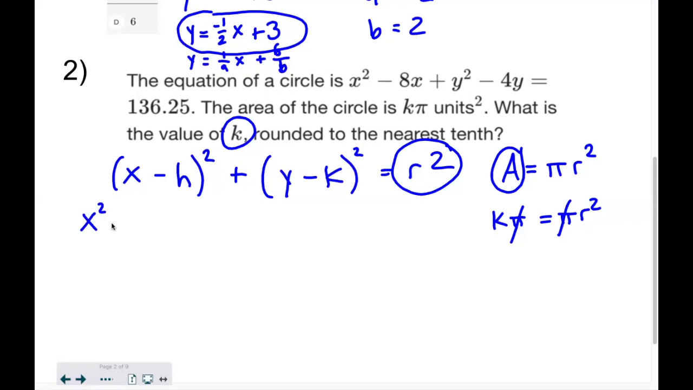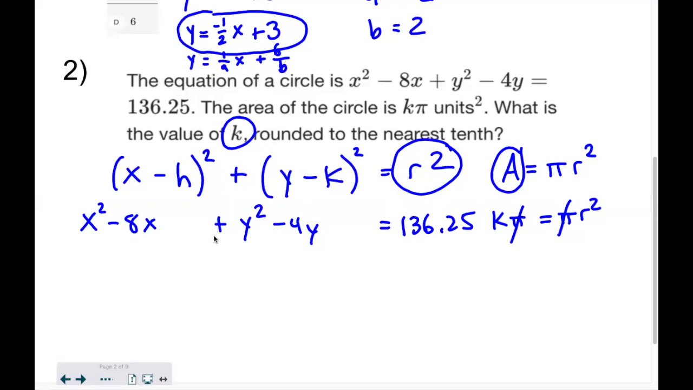So I'm going to rewrite it. So it's x squared minus 8x. I'm going to leave a space. I will explain that in a second. And then it's y squared minus 4y. Again, I'm going to leave a space. And then I'm going to have equals 136.25. All right. So again, the problem has us just figuring out what r squared is, but it is not 136.25 because the left side is not in the appropriate form.